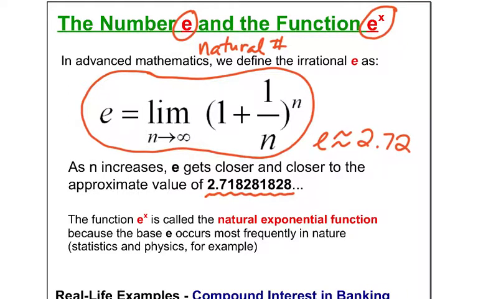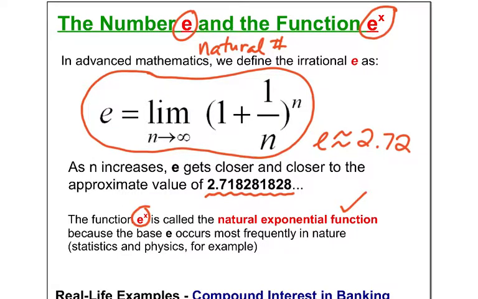This is the natural number, and again, we use it a lot to represent things that happen in nature, or biology, or statistics, or physics. There's lots of places where the natural number comes in. It's very, very useful. So again, another letter in math that represents a number. Can you think of another one? Yeah, pi. Pi represents a number, 3.14, and so on. So we have e, a natural number that represents 2.72. And when we write it as a function, like you see here, that's called the natural exponential function. Because like I said, e happens a lot in nature.